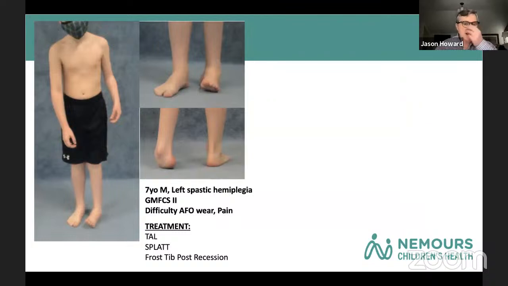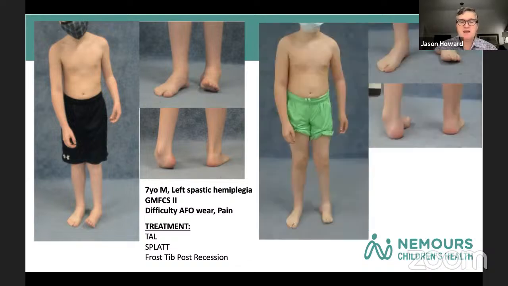And so here's a kid with spastic hemiplegia. Again, he's also got Dandy-Walker syndrome. He's got pretty severe varus. And I think I was being a little bit over optimistic. I did feel that he was flexible. So I did the same treatment. I did a tendo Achilles lengthening. I did a split tibialis anterior tendon transfer and a Frost tibialis posterior recession. And here's what I got. It's better, but it's still not that great.